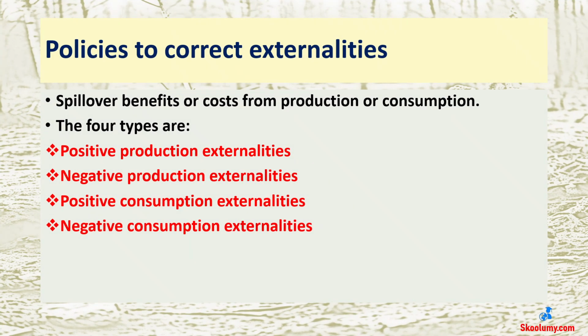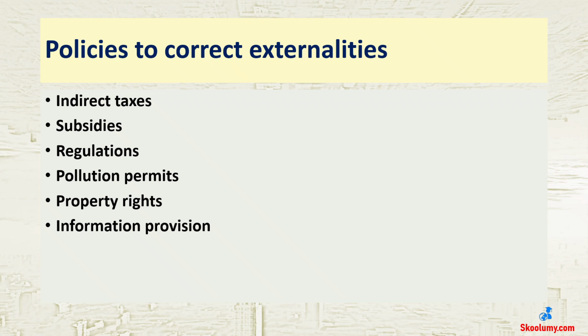Policies to correct externalities. Externalities are spillover benefits or costs from production or consumption. The four types of externalities are positive production externalities, negative production externalities, positive consumption externalities, and negative consumption externalities. The policies to correct externalities include indirect taxes, subsidies, regulations, pollution permits, property rights, and information provision.